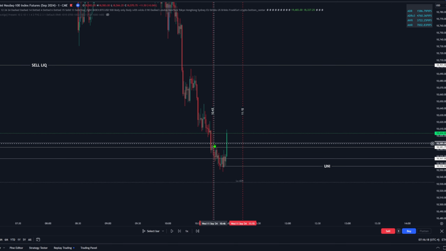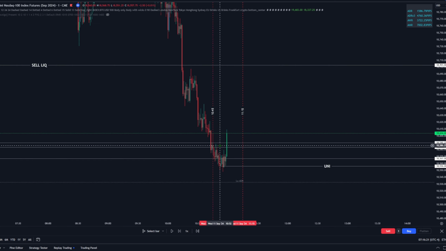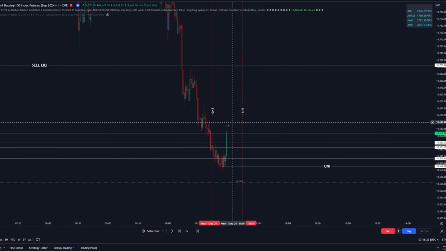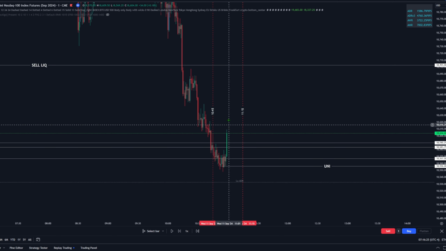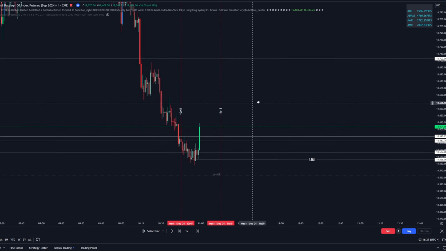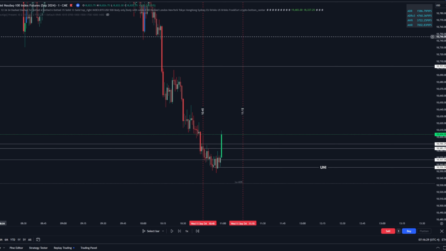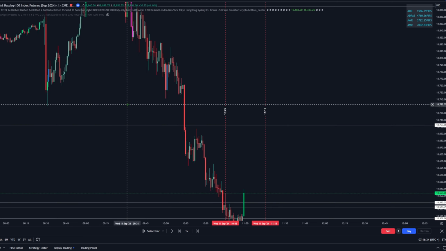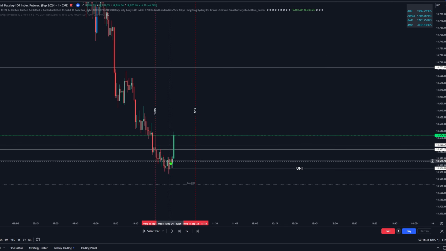It's come down, it's taken out the last high. It's even taken out this last high. So now this is a valid displacement to go higher, and it's with strength. With the indicators that I've got on, which is TR main, I'll make another video explaining how to make my charts look like this. So you can see it's pushed up with strength.